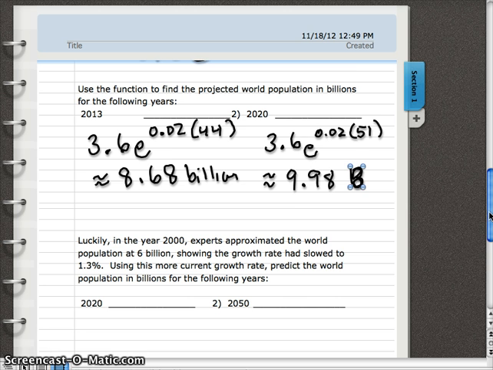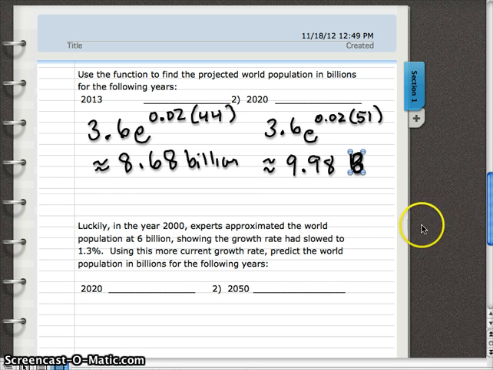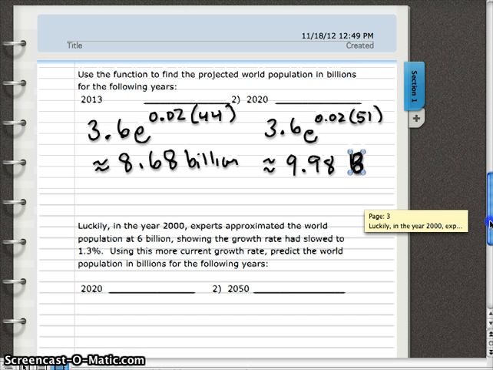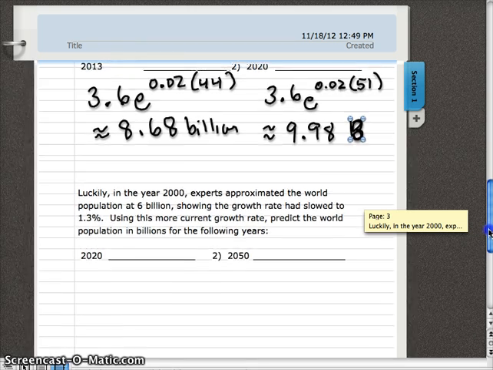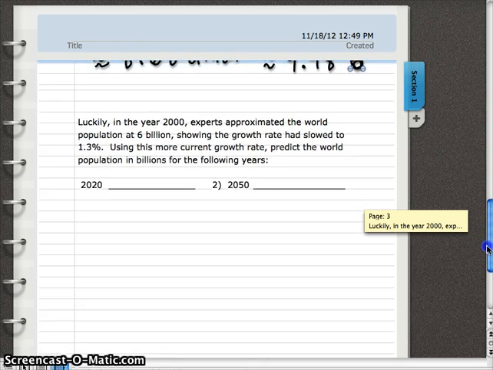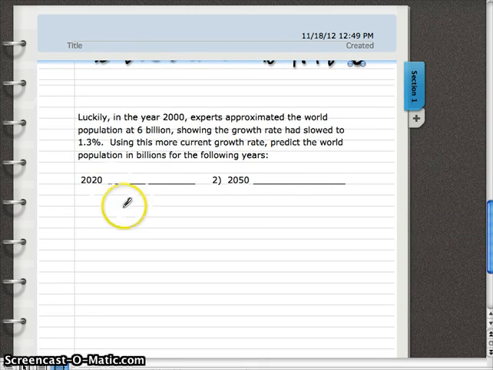Luckily, in the year 2000, a bunch of experts got together and recalculated our population growth. They found that it wasn't quite 2% anymore. We had wised up. We're not populating the Earth quite as quickly now. We're only doing it at about 1.3% growth rate. So a bit better. We're going to survive till 2020 at least.